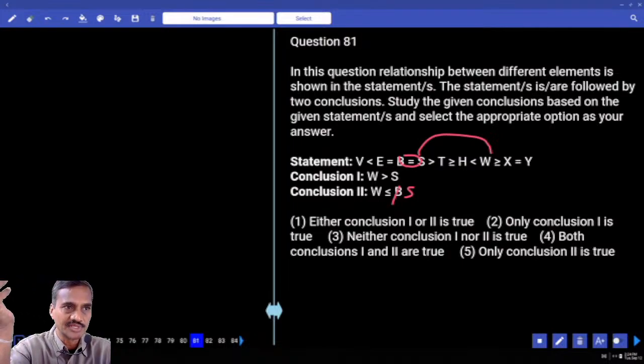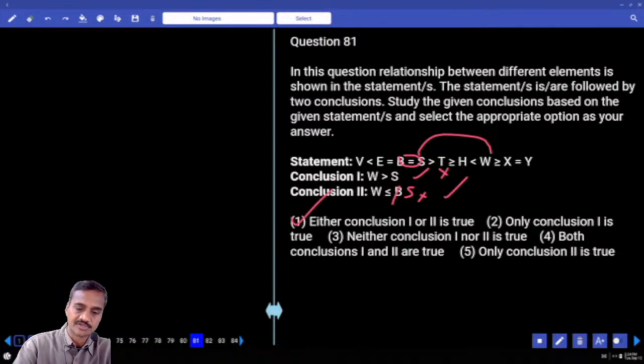As there is no relation, hence we can say that maybe W is greater than or lesser than or equals. If this is true, this will be false. Or if this is false, this will be true. And so what is your answer? Either 1 or 2, choice 1, 81. Clear? 81 it is either.